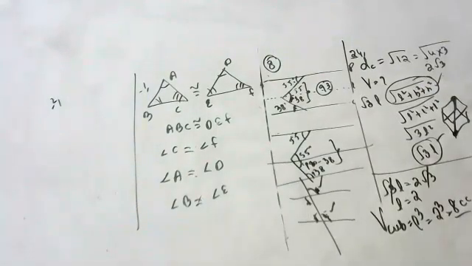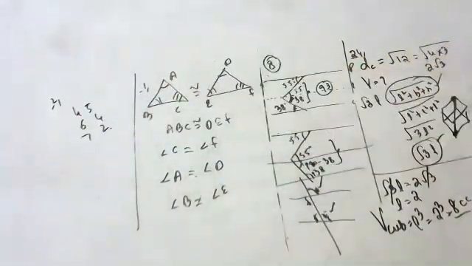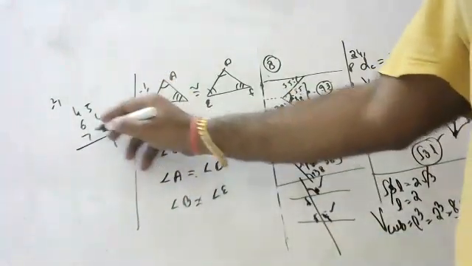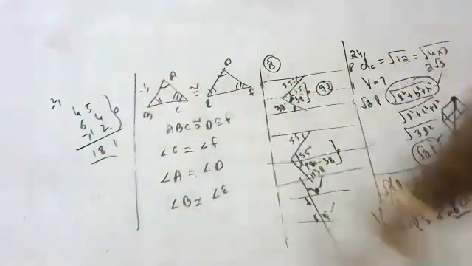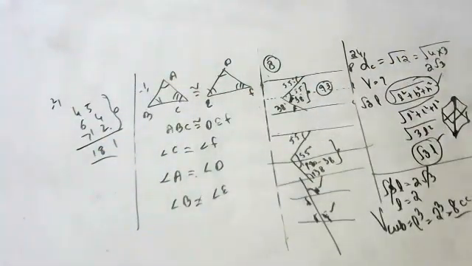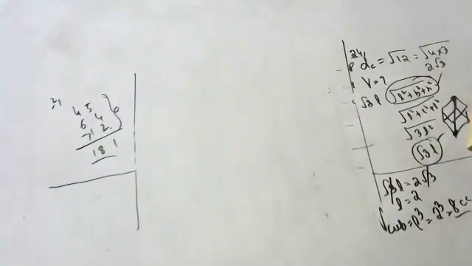Okay, children, next question. Number of triangles which can be drawn with angles 45, 64 and 72 are? First, let us add: 45 plus 64 is 109, plus 72 is 181. Can we draw a triangle with this? No, sir. We can't draw any triangle, zero triangles, because the total should be 180.